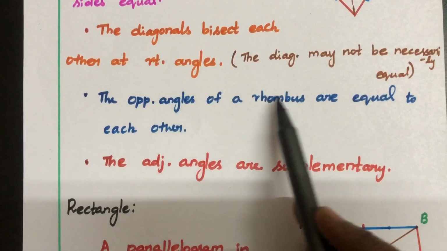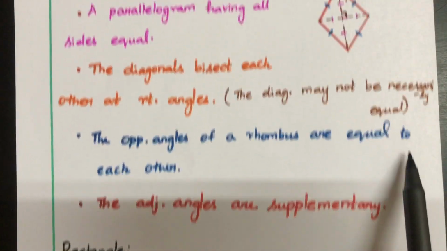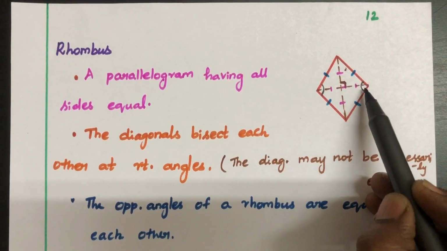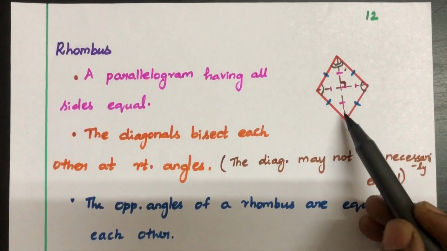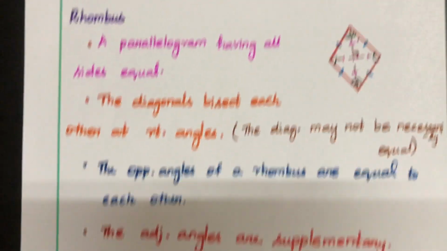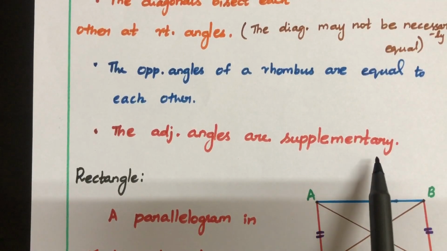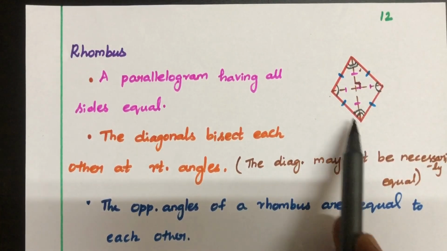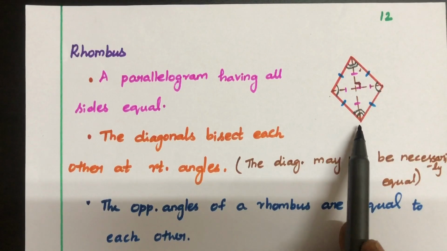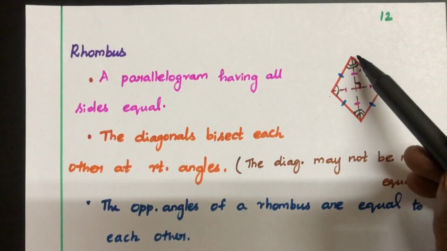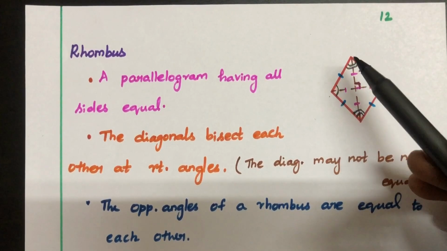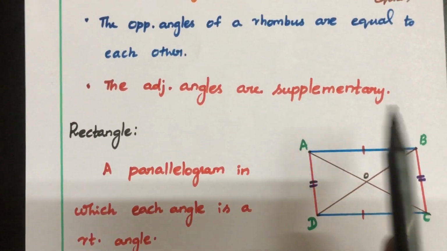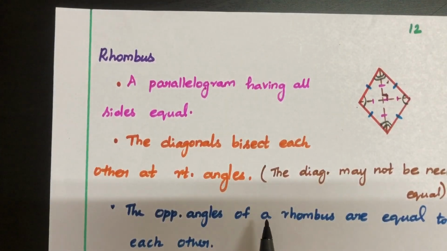Next, the opposite angles of a rhombus are equal to each other. See here, these opposite angles are always equal. Similarly, these two opposite angles are equal. The adjacent angles are supplementary, like we have seen in parallelogram. That means if you add this and this angle, it gives you 180 degrees. Addition of each such pair of adjacent angles will give you 180 degrees. That is called supplementary angles. So this is all about rhombus.